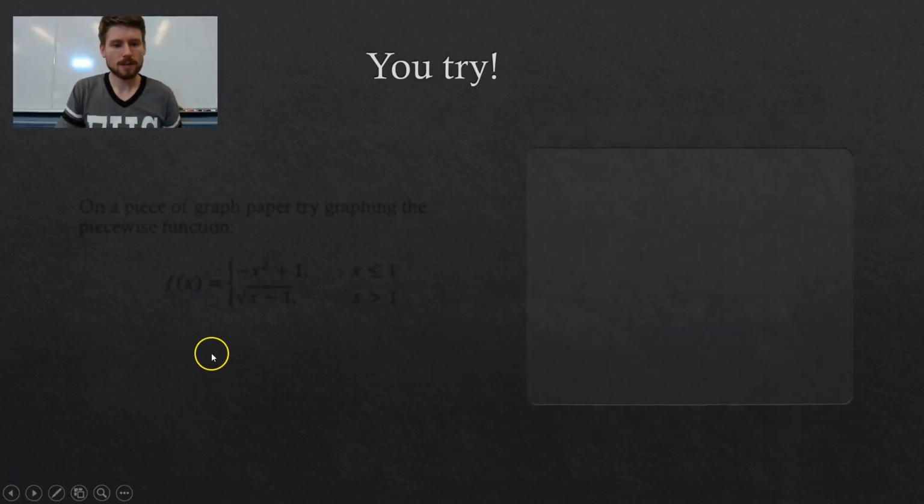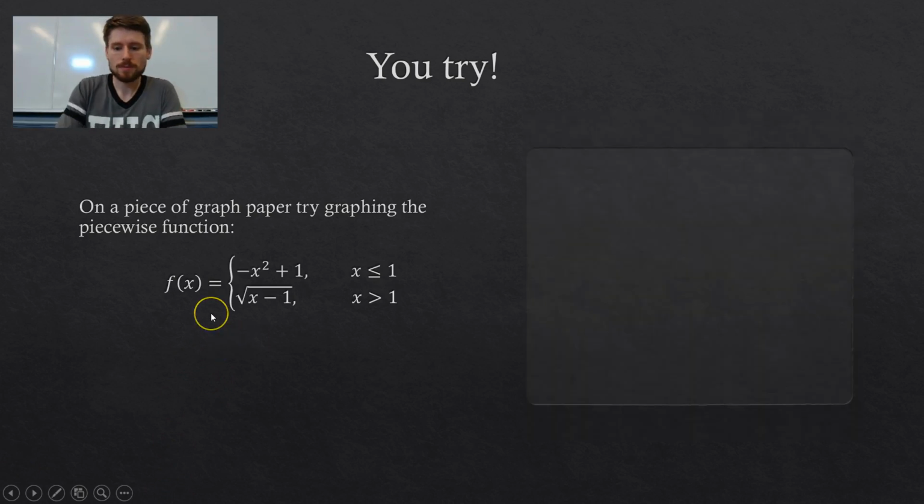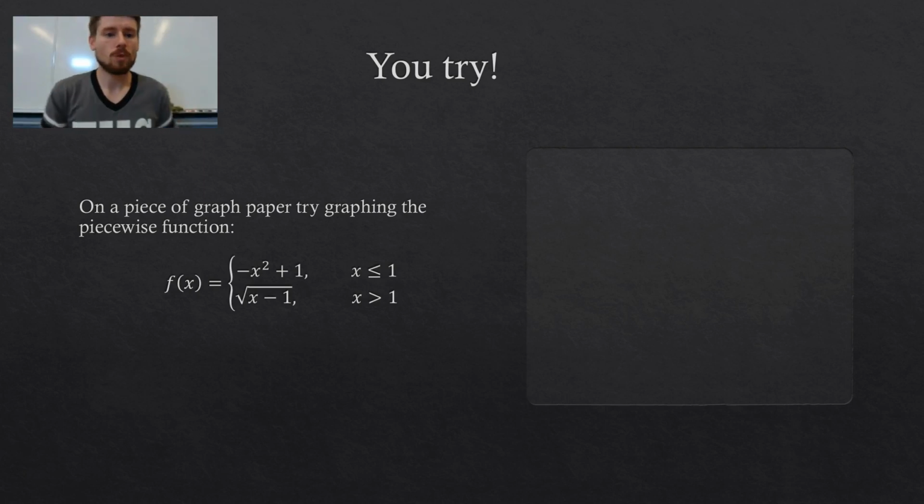Okay, let's do another problem. Oops, don't want to see the answer just yet. On a piece of graph paper, try graphing this piecewise function: negative x squared plus 1 when x is less than or equal to 1, and square root of x minus 1 when x is more than 1. If you're having a hard time graphing these, try plugging in points, plugging in x's, and seeing what the answers are. Those should help, okay?